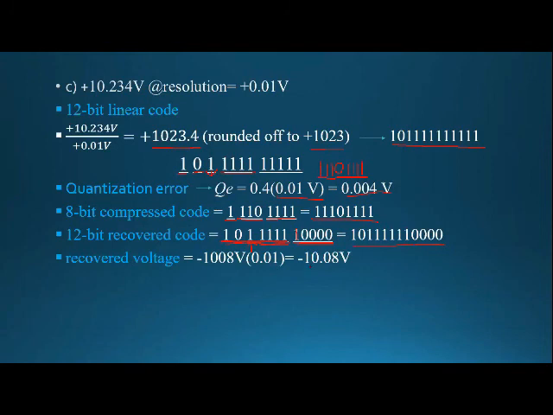And for our recovered voltage, we only have to decode this value. Our recovered voltage, again, correction, would be positive since we have 1 as our sign bit. So this positive 1008 times 0.01 volts would now be positive 10.08 volts. So that is our recovered voltage.